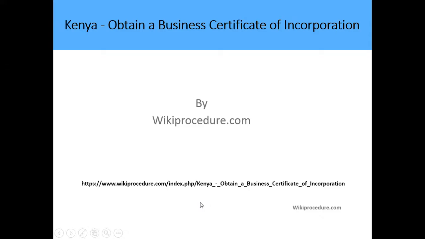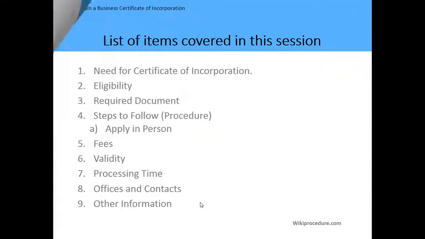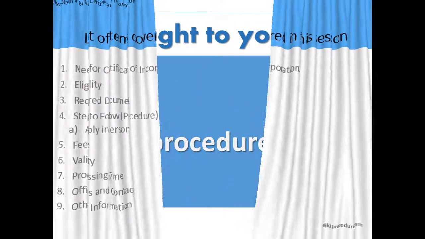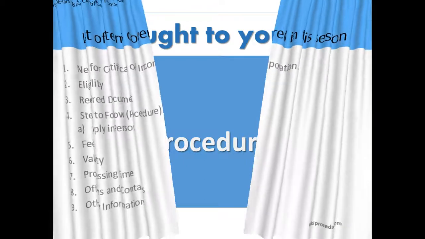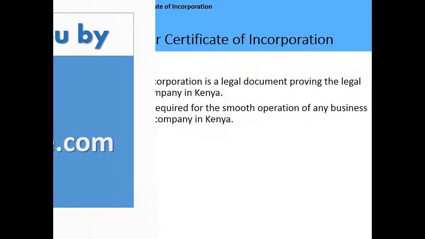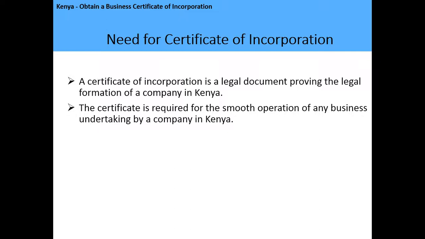The list of items which we are going to cover in this session include the need for the certificate of incorporation, the eligibility, the required documents, steps to follow in making the applications, the fees, validity period, processing time, office location and contact information, and any other information that we may find relevant on how to apply to get a business certificate of incorporation in Kenya. So welcome to our presentation today, which is brought to you by wikiprocedure.com. The need for certificate of incorporation.